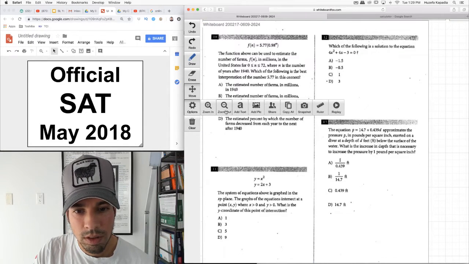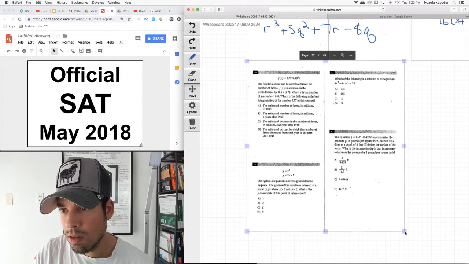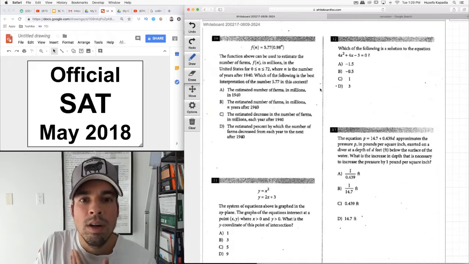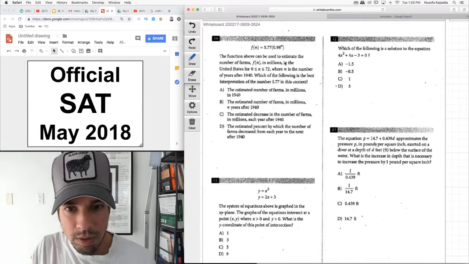Hold on, let's zoom out. Okay, everything is nice and the same size. Now the problems are going to increase in difficulty.